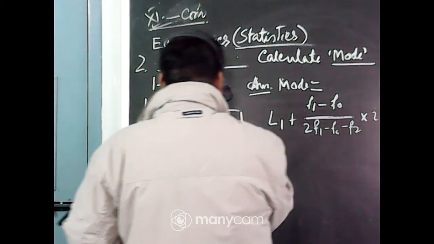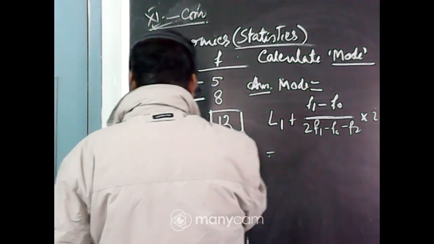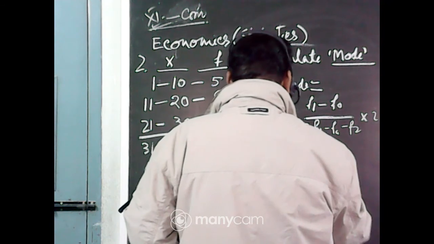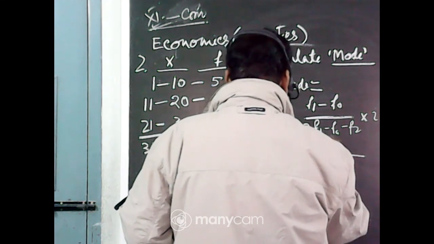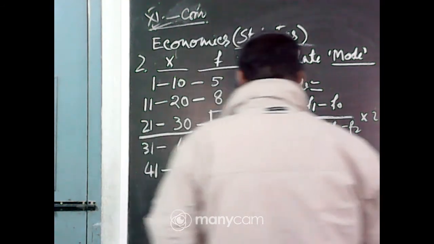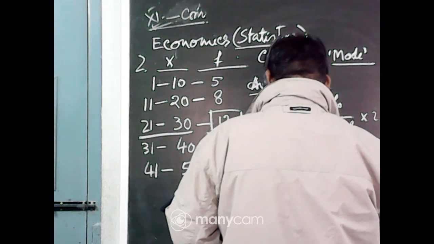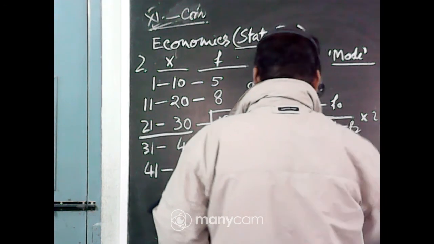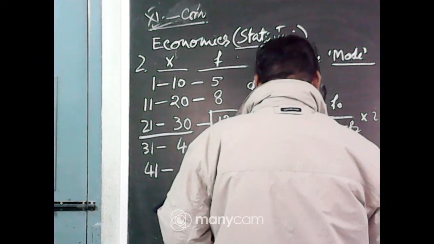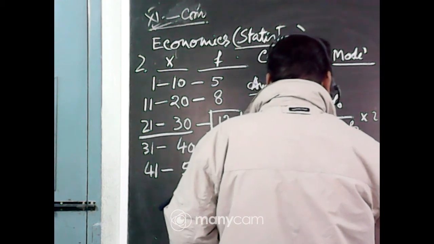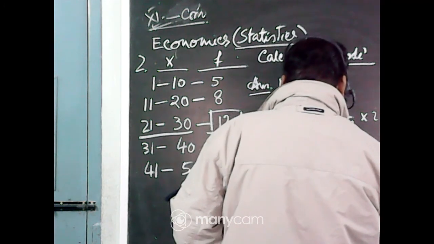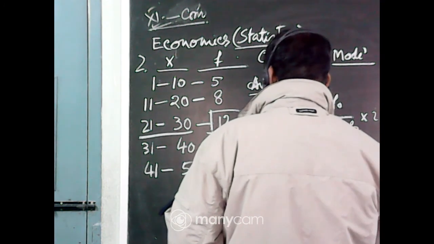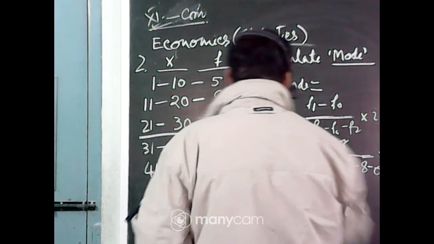Now, 21 is the lowest level in the class 21 to 30. So it is 21 in place of L1, plus F1 is 12, the frequency of this class interval. F0, the preceding class, is 8. 2F1, 2 into 12, minus F0 means 8, minus F2 means 6, into class interval, which is 9. 30 minus 21 is 9.